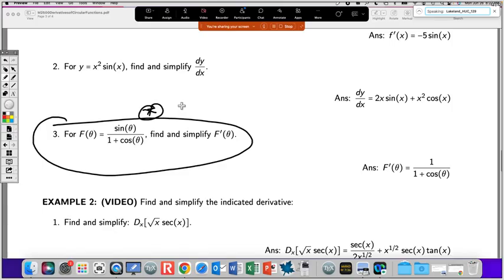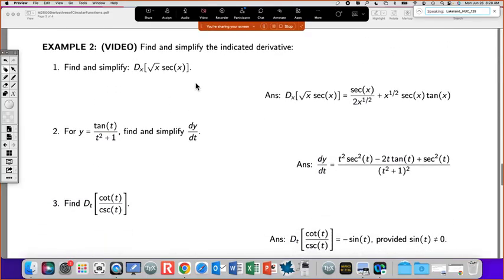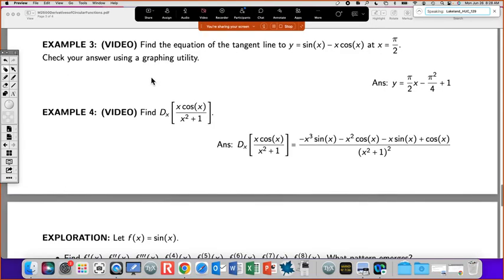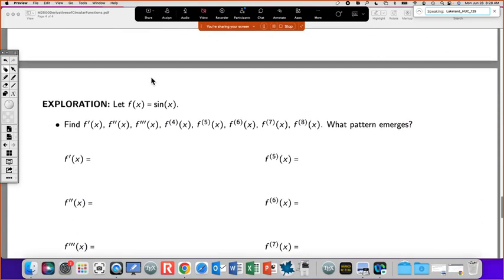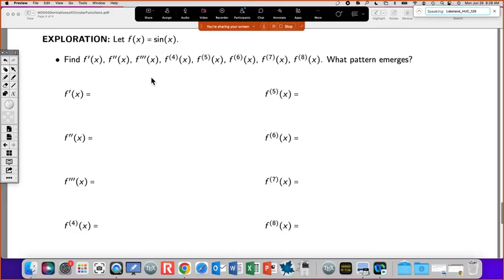Because what's going to happen in the not-so-distant future, aka next week, is we'll be taking these derivatives and having to do solving equations with them. So you're going to want to get it as simplified as possible. So, just keep that in mind. And then, some more here. Tangent line, things like that. Okay.